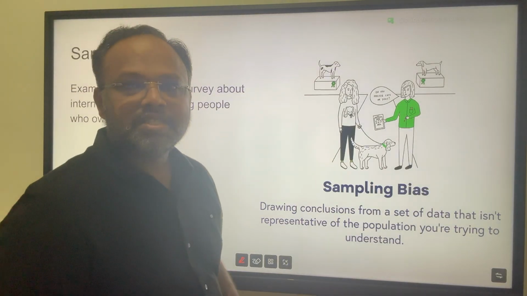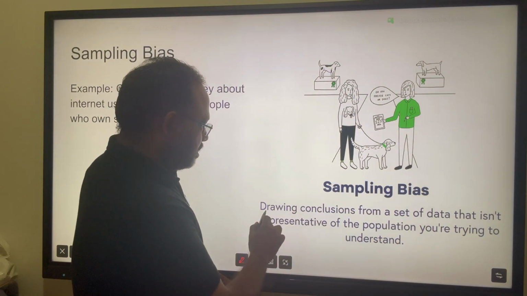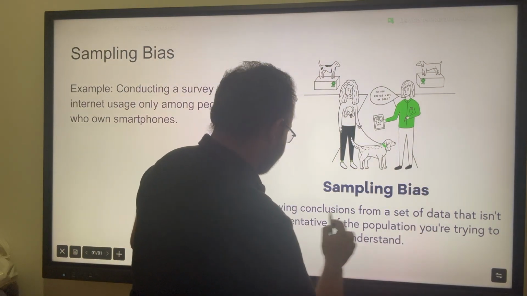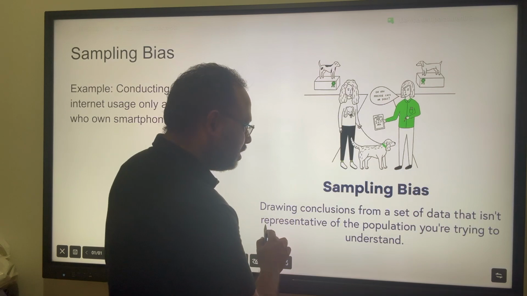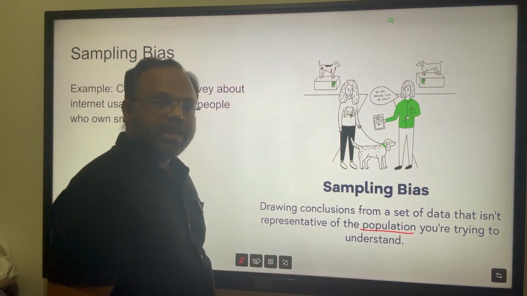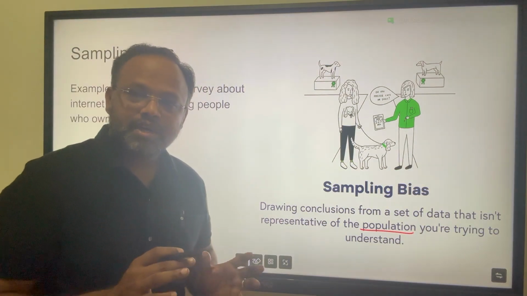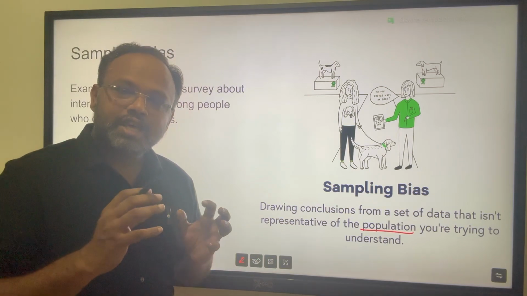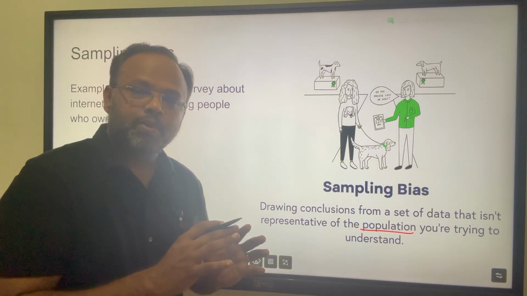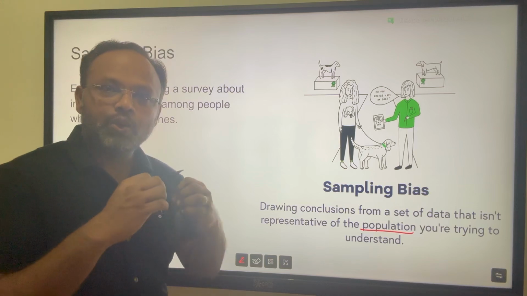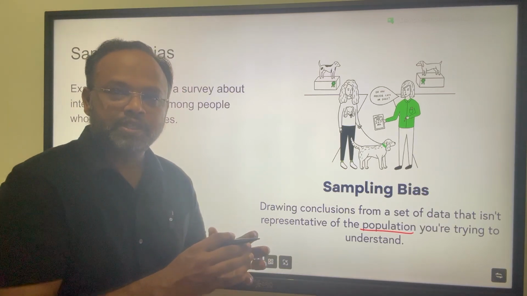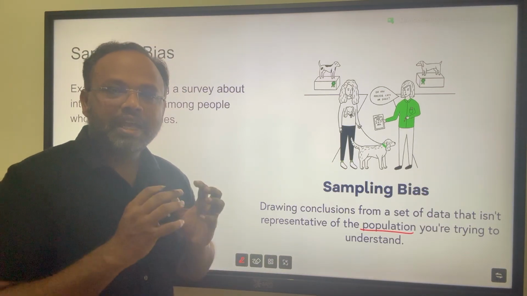Next on our list is sampling bias. Sampling bias is drawing conclusions from a set of data that isn't representative of the population that you are trying to understand. Sampling is a process by which we select the sample from the study population. If the sample is not truly representative of the study population, then the study results from the sample cannot represent the study population.